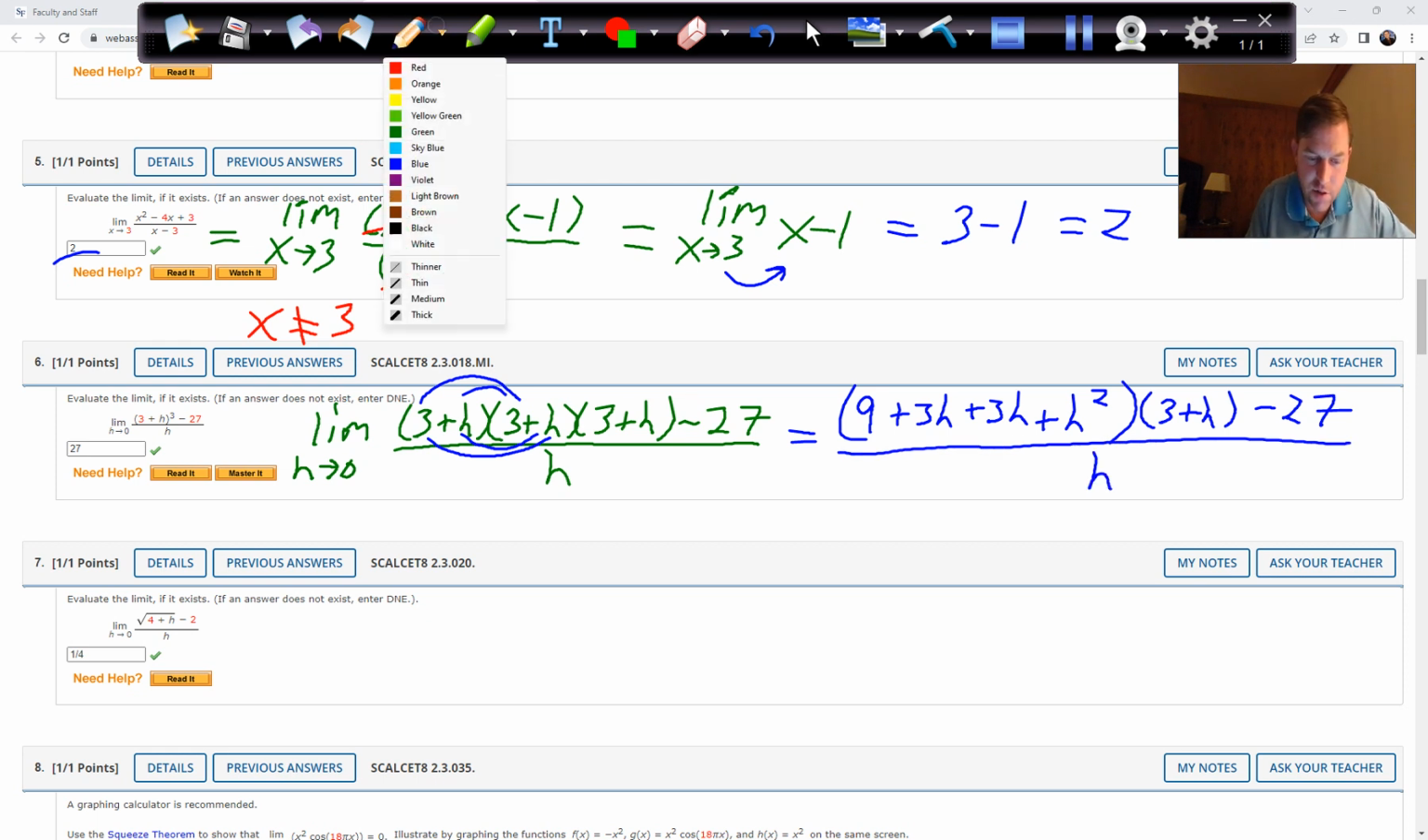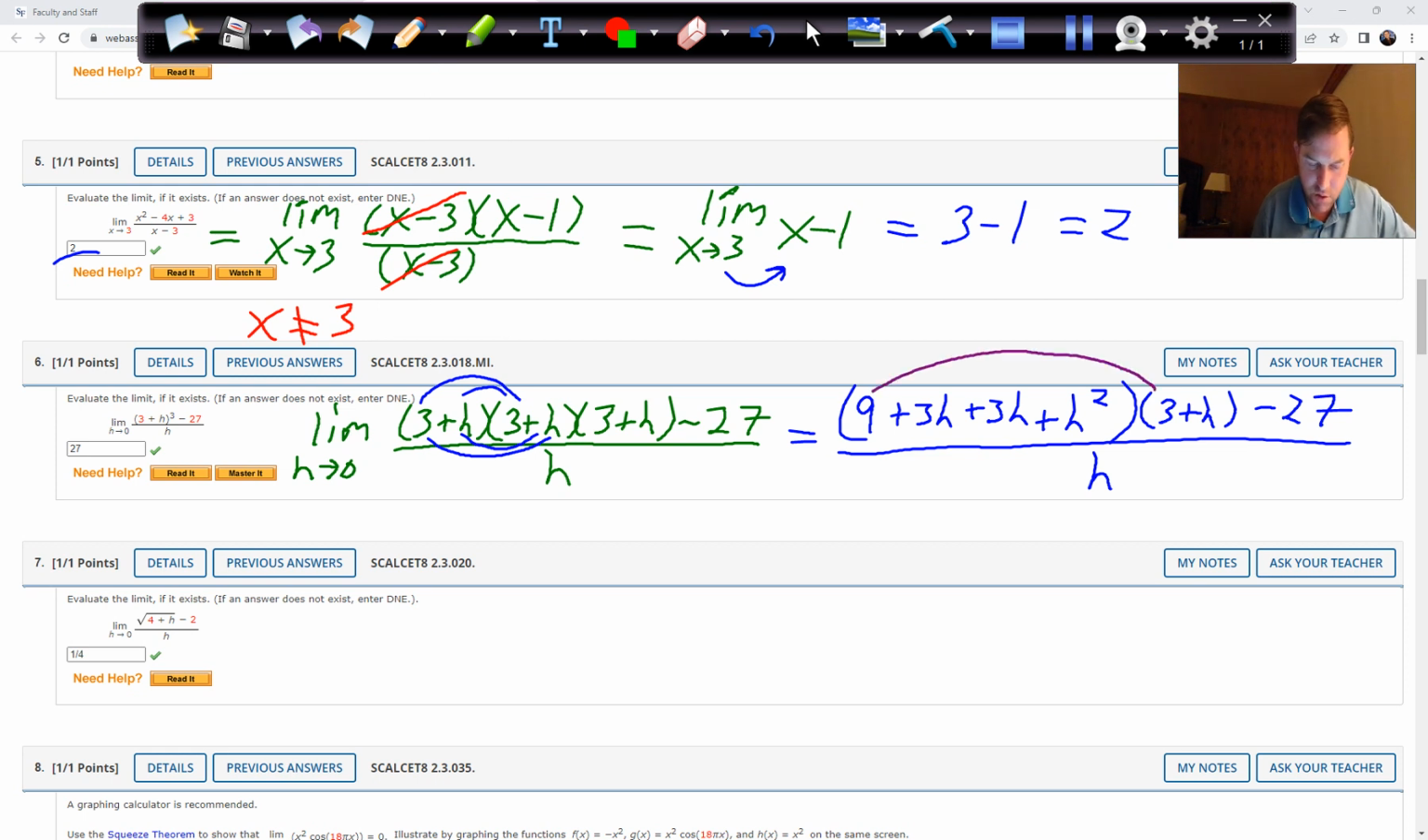So now we've got to do another round. So we have to do 9 times 3, which is 27. I didn't write it, I should write it. This is still the limit as h approaches 0, so there's still a limit out in front of this thing. Okay, so we got 9 times 3. Then we're going to do 9 times h. So plus 9h. I should have made this 6h.